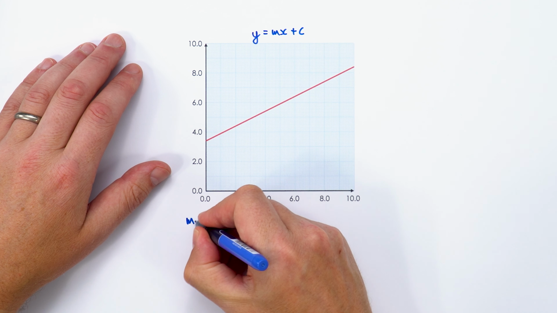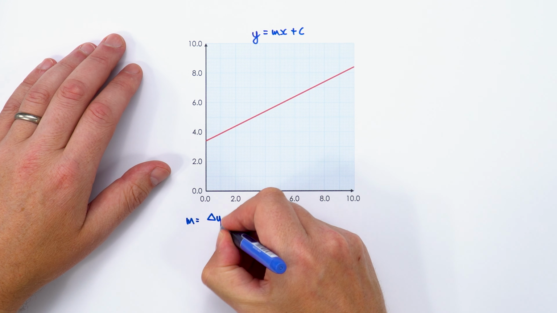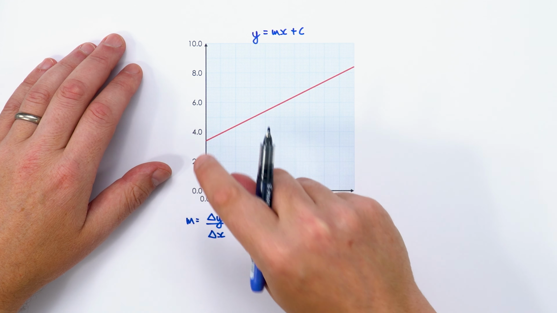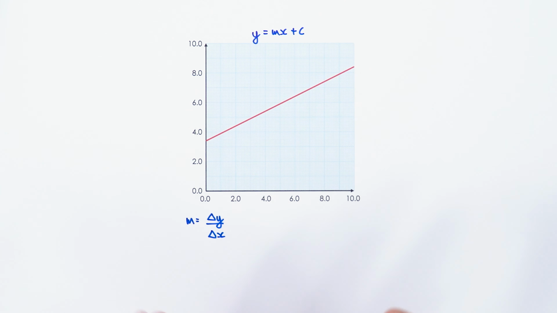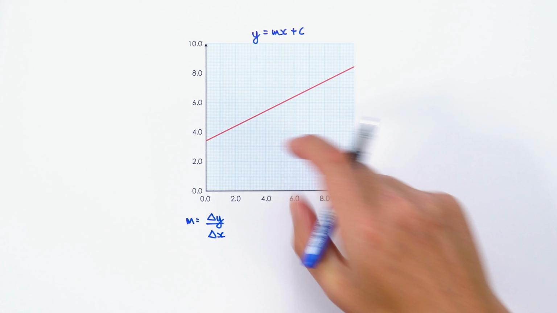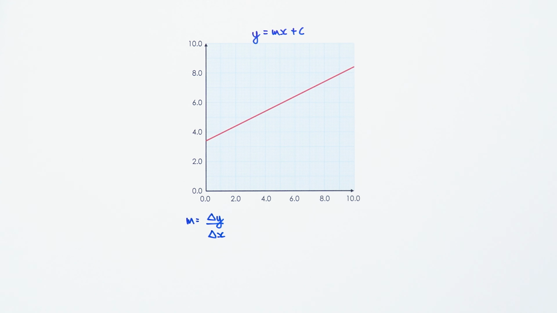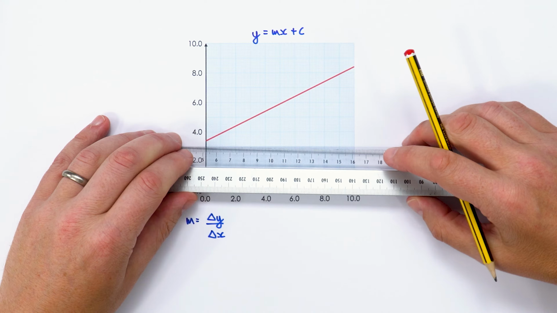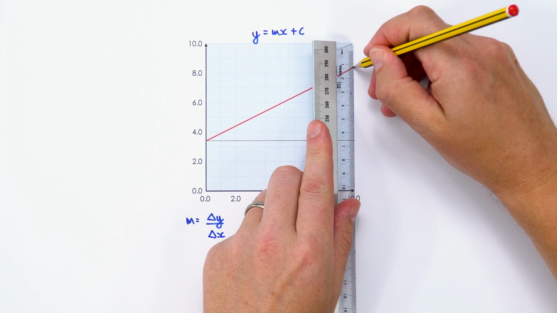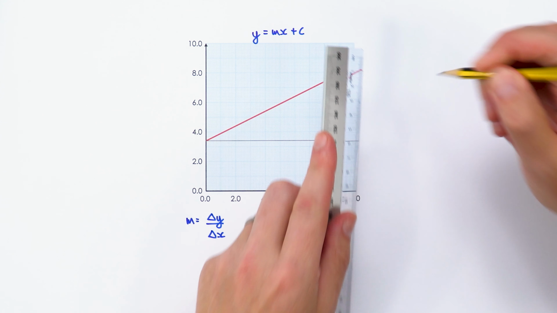Now the gradient is going to be equal to the change in y value divided by the change in x value. And the first thing we need to do, and this is something that students often forget to do or decide to skip, is draw a large triangle onto this, and this has to be greater than half the length of the line. So I'm just going to use a ruler and a pencil, and draw a line across there and a line up the side.